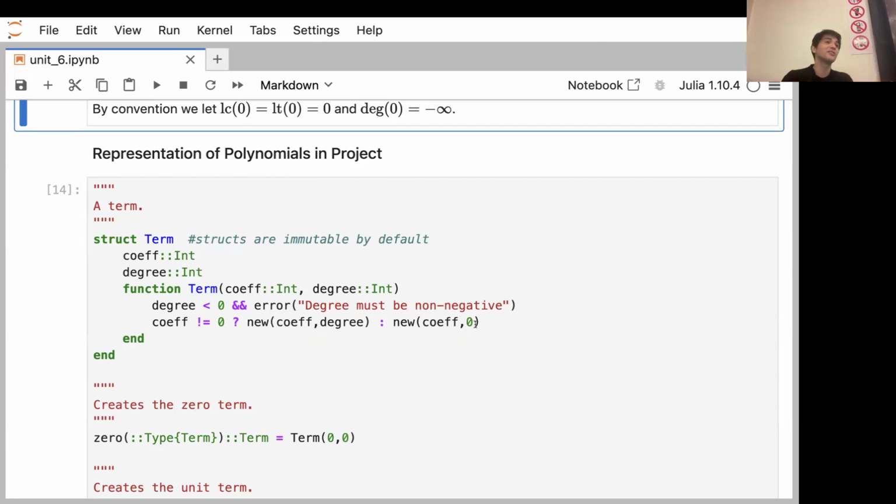But the point of the inner constructor is that we're just simply not going to let users create terms that are bad, that are ill-formed, right? Unless they break the abstraction barrier. Have you ever heard this term? So nothing stops a user. Oh, in this case, yes, because their structs are immutable by default. Okay, so we'd be safe in this case.